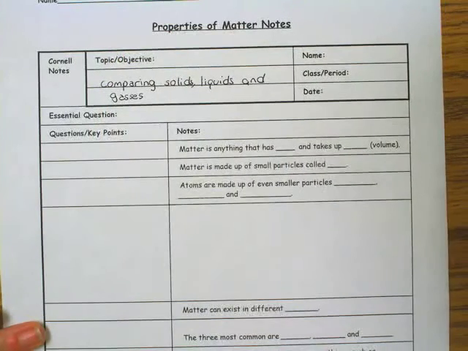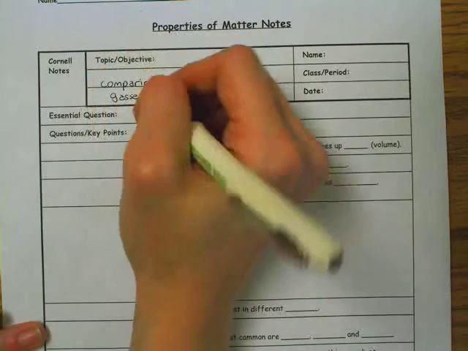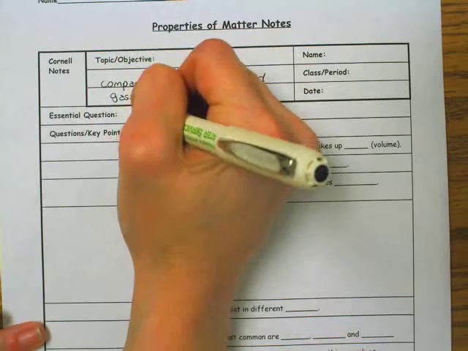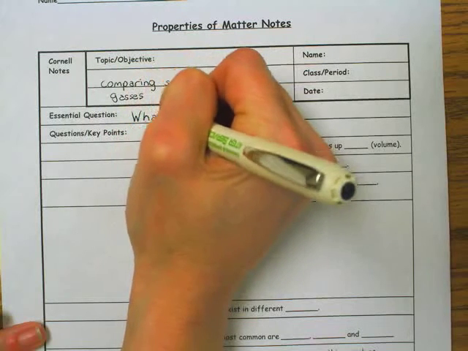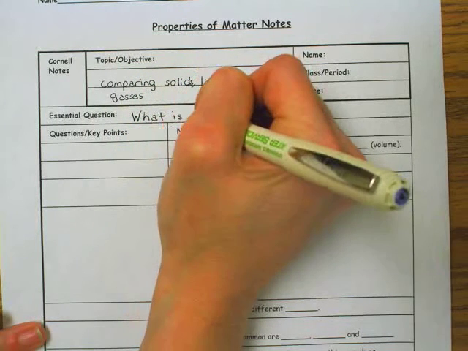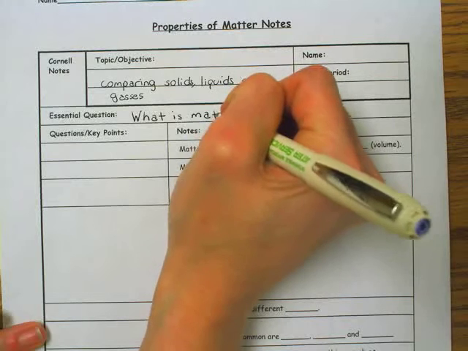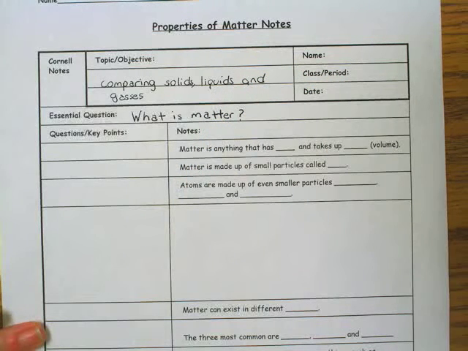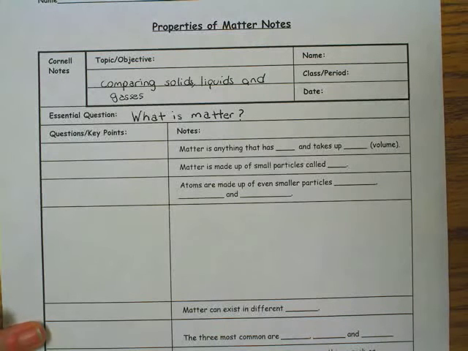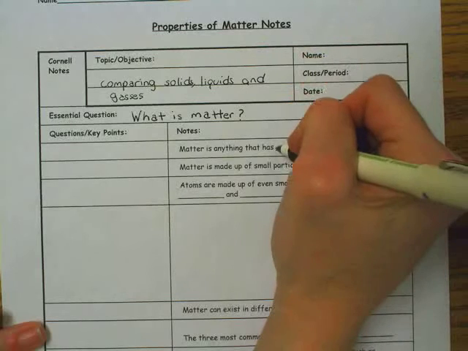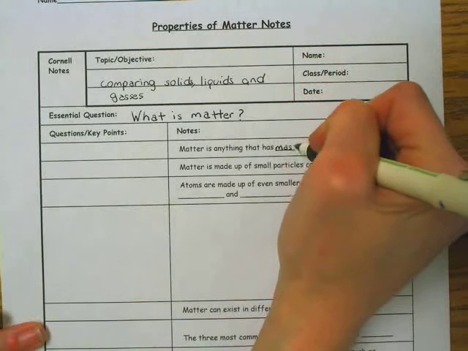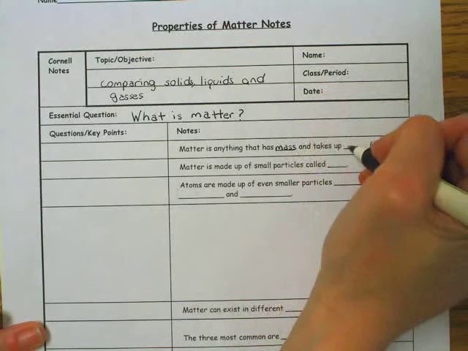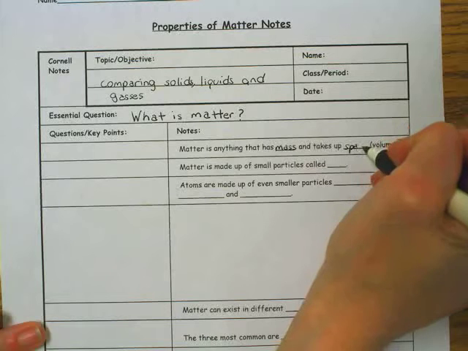But our essential question is, what is matter? And really, matter is anything, and it's around us everywhere. But we're going to go over some specifics. Matter is anything that has mass and takes up space. When I say takes up space, I mean volume.